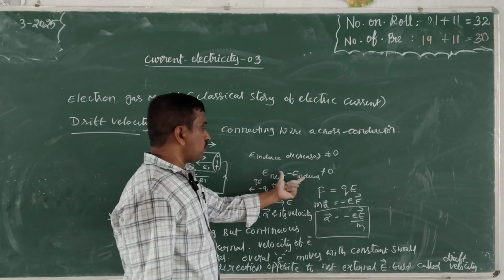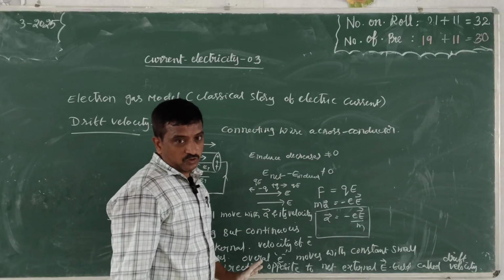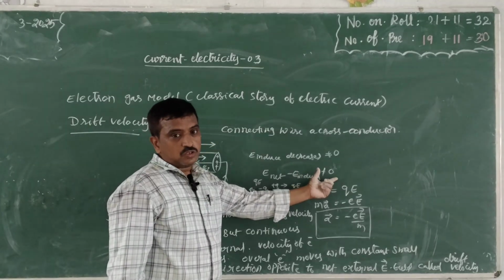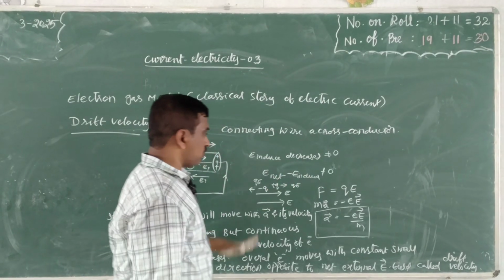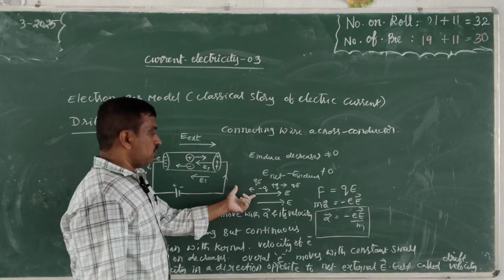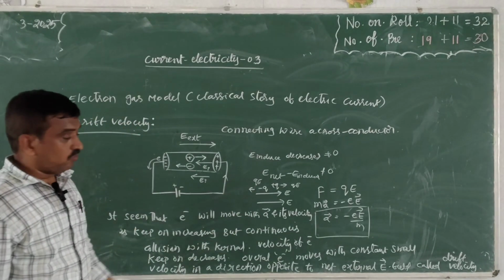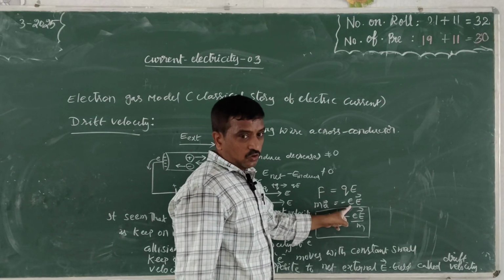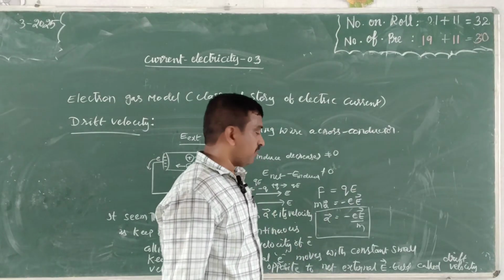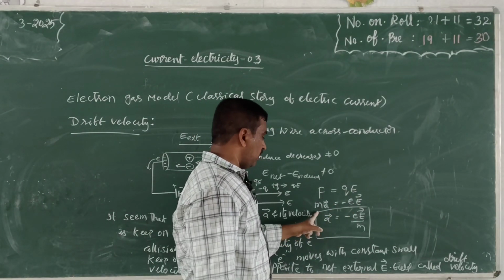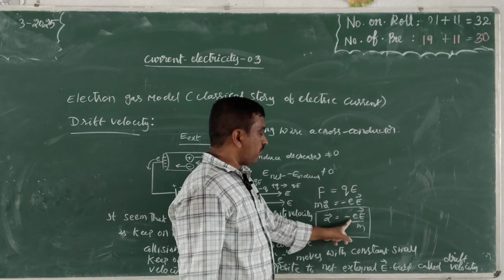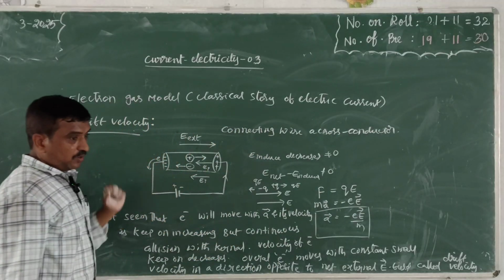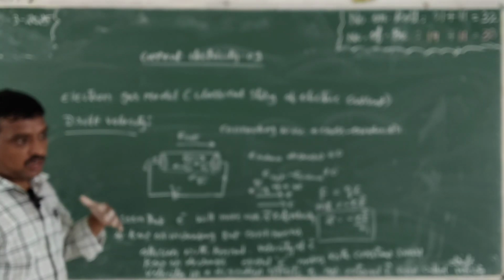E net equals E applied minus E induced, which decreases to 0, not exactly 0, but approximately, near to 0. Due to that, some force acts on the electron. What is the force? F equals QE. Q is the electron charge, minus e. So F equals m a, and a equals minus eE by m. The acceleration of the charged particle is minus eE by m.